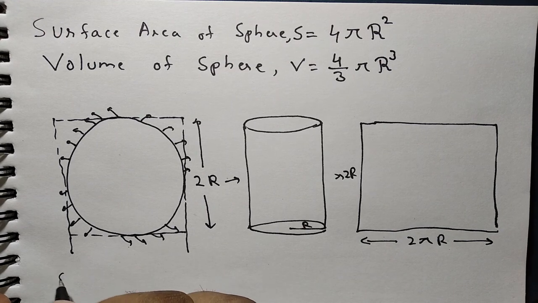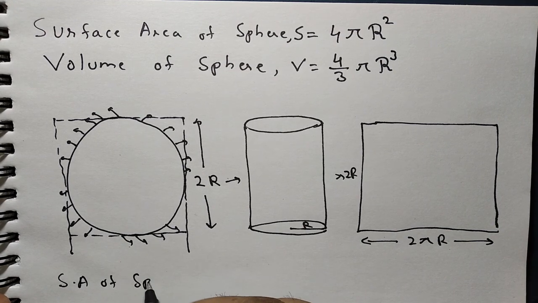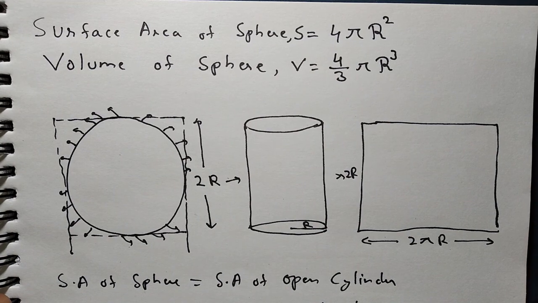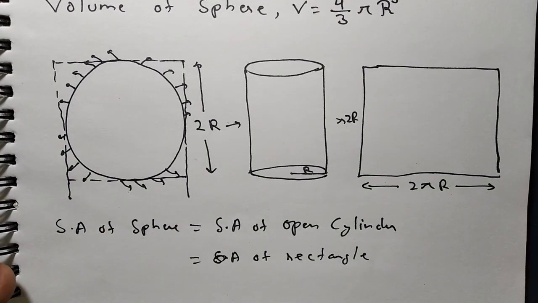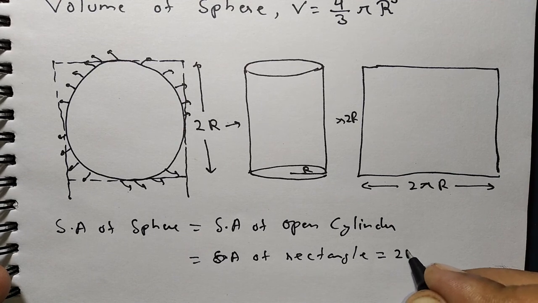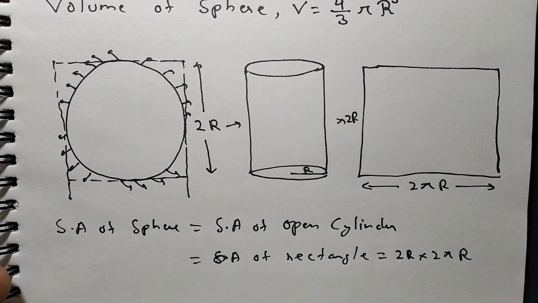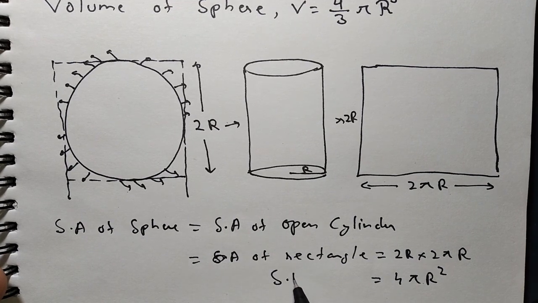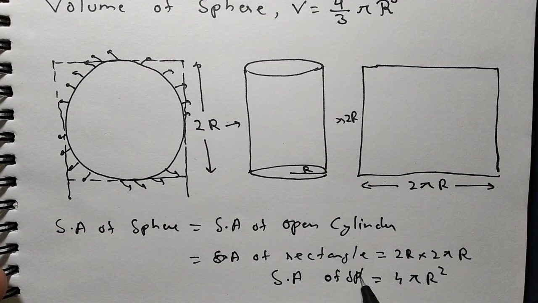So the surface area of the sphere is equal to the surface area of the open cylinder, and this is equal to the area of the rectangle, and this area of the rectangle is equal to 2r into 2 pi r, which is equal to 4 pi r square. So this is our surface area of the sphere.